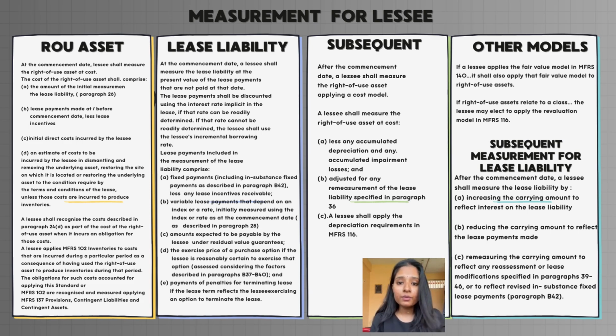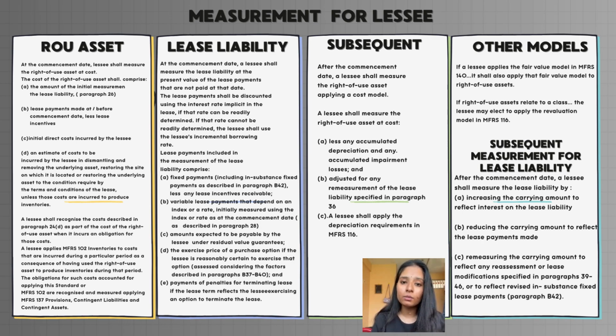Third would be the subsequent measurement. After the commencement date, both the ROU asset and the lease liability need to be updated over time. For the right of use asset, it's measured at cost, less accumulated depreciation, any impairment losses, and adjusted for any remeasurement of the lease liability. The lessee then applies the usual depreciation rules under MFRS 116. For the lease liability, the carrying amount is increased by interest on the lease liability and reduced by lease payments made. It's also remeasured for any reassessment or lease modification.